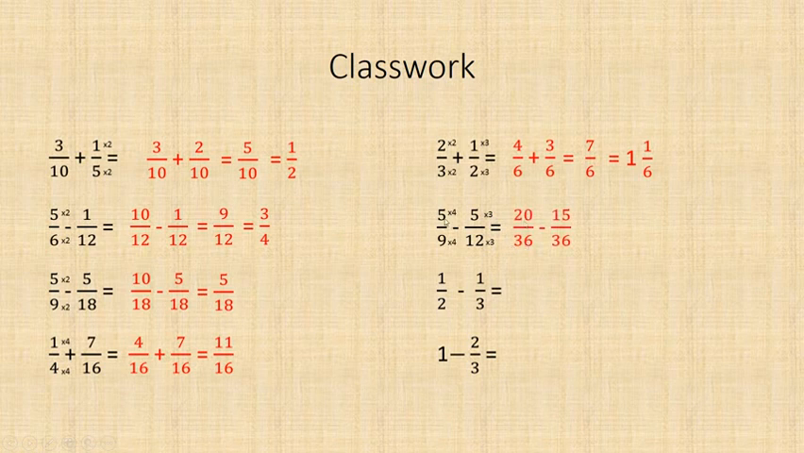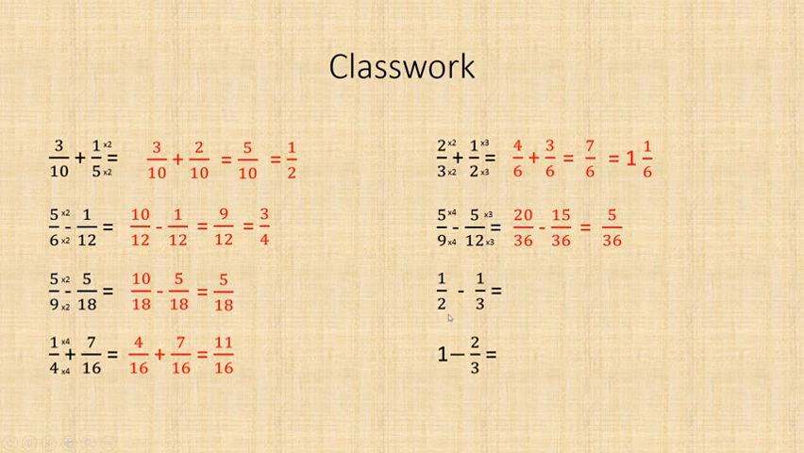The first one here is 5 times 4 equals 20, and 9 times 4 equals 36. This is the first fraction, 20 over 36, minus 5 times 3 equals 15, and 12 times 3 equals 36. Now I have the same denominators, so I can easily solve it. 20 minus 15 equals 5, and the denominator is 36, so the answer is 5 over 36.